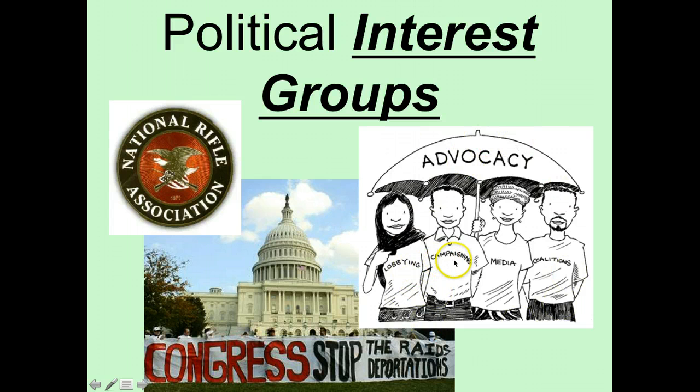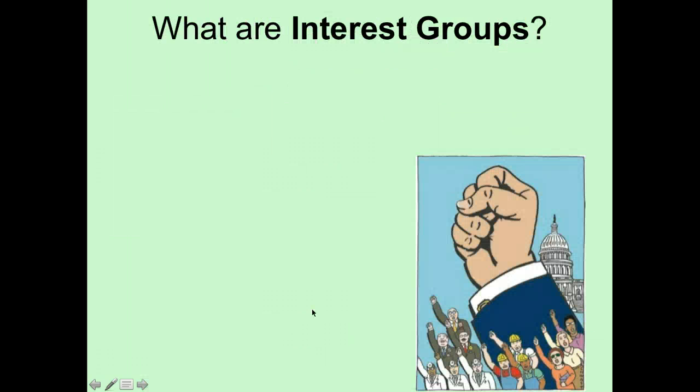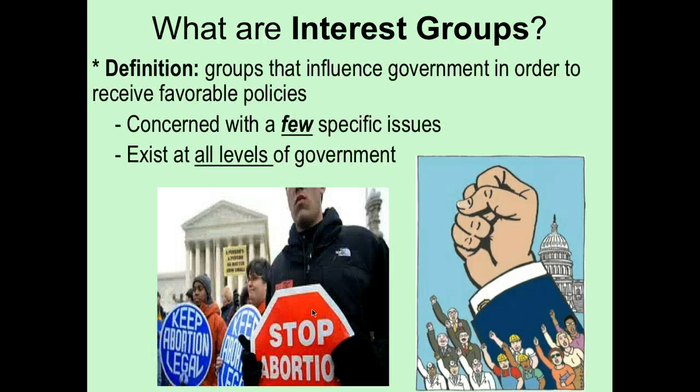They use lobbying, campaigning, media, sometimes building coalitions in order to advocate, in order to persuade the government, especially Congress, to make rules, to make laws that help its members. All right, so let's take a look at the definition of interest groups. Interest groups are groups that influence government in order to receive favorable policies. We're going to use this word policies many times today and in this class. And I referred to the meaning of it before if you were paying attention. Policies are like rules or laws, the way of doing things.